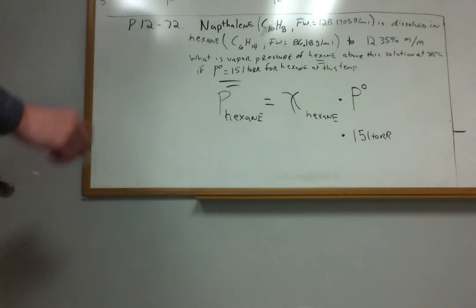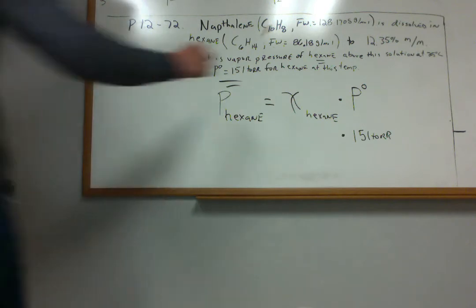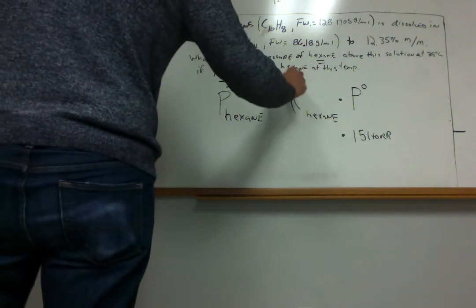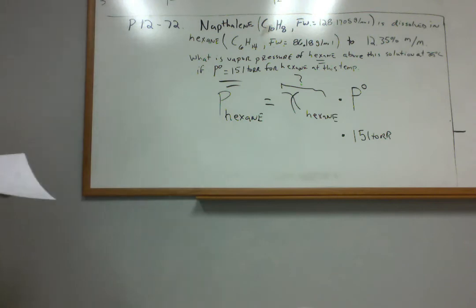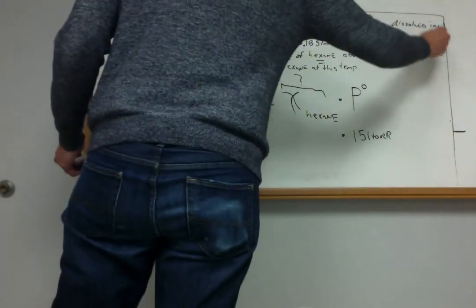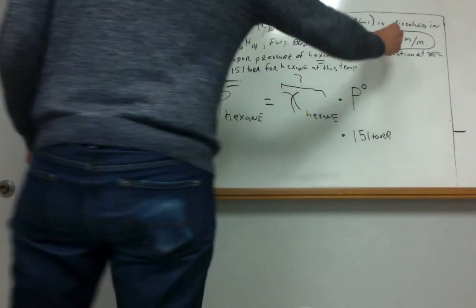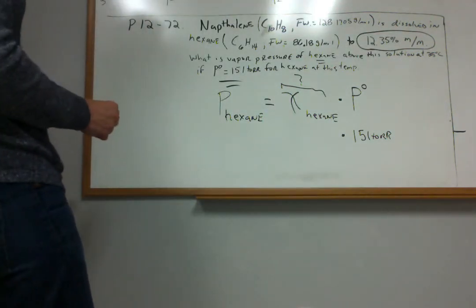But nowhere in the problem do we see the mole fraction of hexane. So we're going to have to solve for that. Okay, we need to know what that number is, and as soon as we do, we can solve this problem and easily get the vapor pressure. Now, if we review the information that we're given in the problem, it's an interesting problem because we're not told much about the solution except the mass concentration of the naphthalene in the mixture is 12.35%.